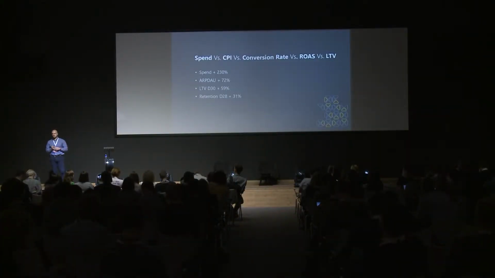This is a real-life example. So we took a cohort. We really wanted to measure this. We thought that it maybe made sense, but we really didn't know if it was going to make sense until we measured it. So for a cohort which ran for 3 weeks, we increased our spend by 230%. What we saw as a result for the same cohort was that our average revenue per daily active user increased by 72%, which is insane. It's huge.